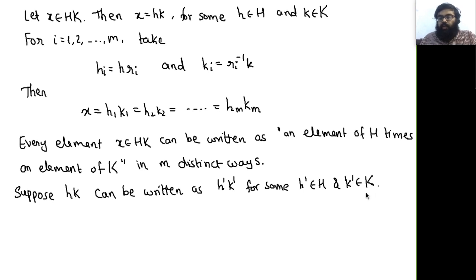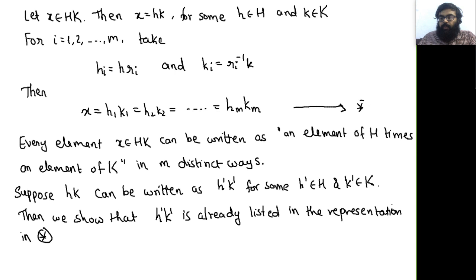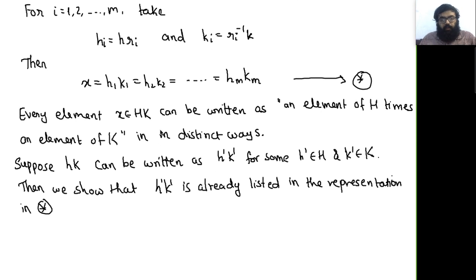So then we show that h dash k dash is already listed in the representation, let us call it star. So we have M representations. So M distinct ones we already found.